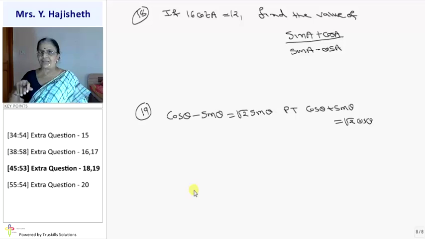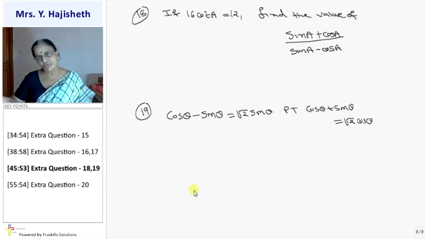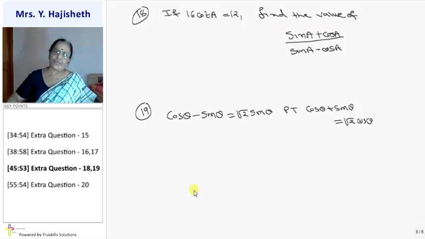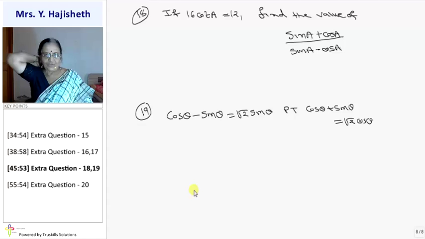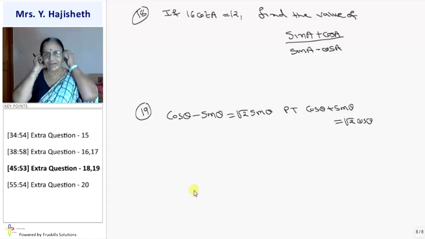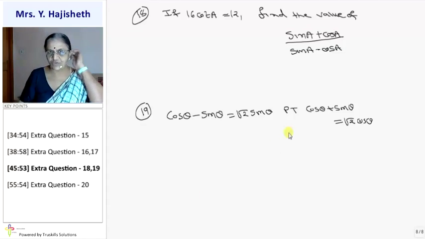And I taught you even sin plus cosec is 2 or cos plus sec is 2. Then your sin raised to any power plus cosec raised to any power will be always 2. So that was also conditional identity, right? This is also conditional identity.